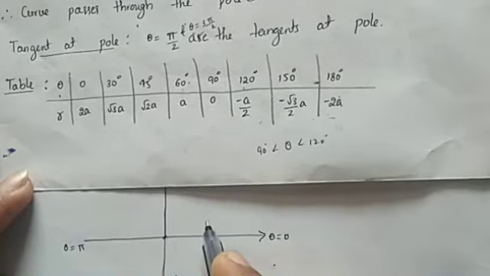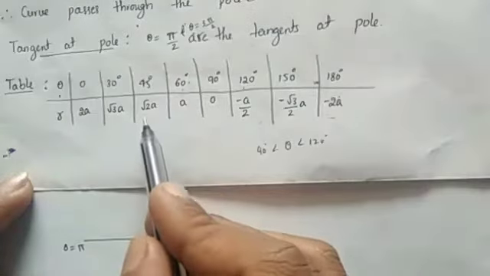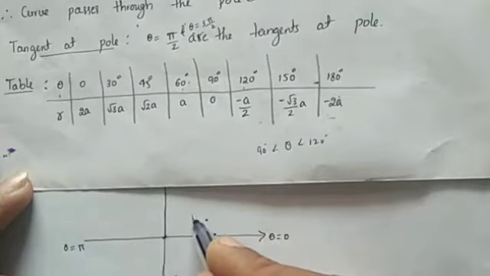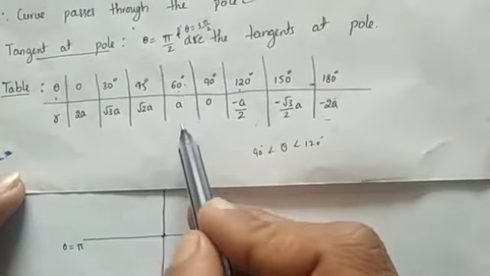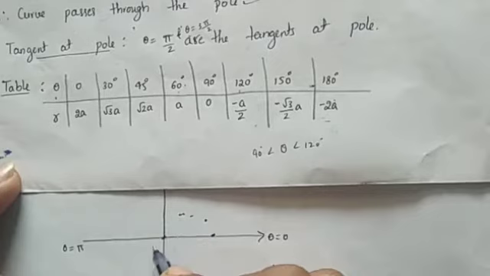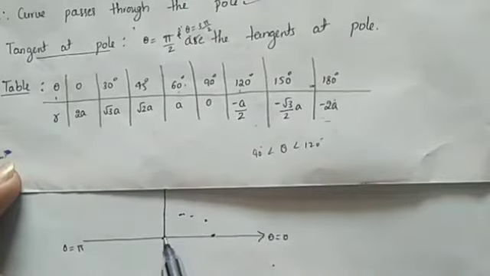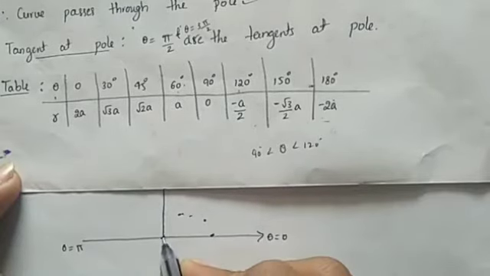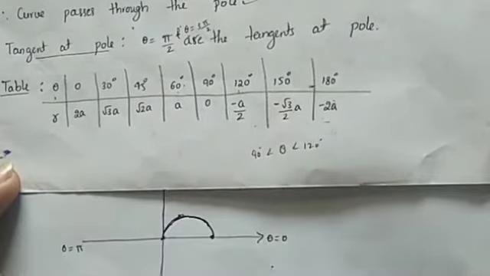The r value is root 3a at this point. Next, at 45 degrees we get the r value is root 2a, and this is the point. Next, for 60 degrees we get the r value is a. At 90 degrees the r value is 0. Okay, we get the curve like this.